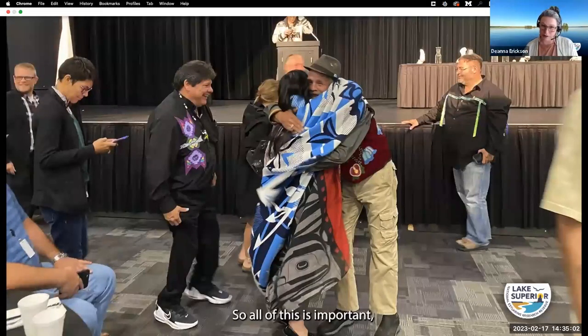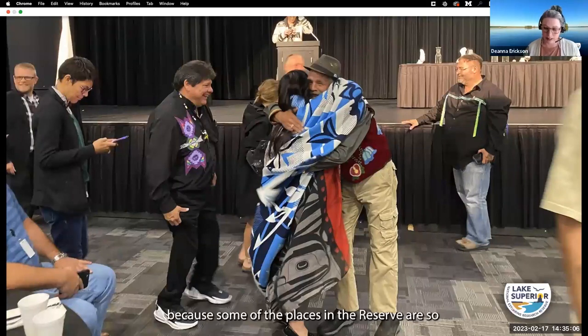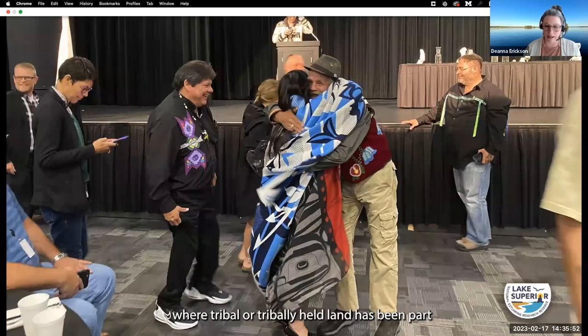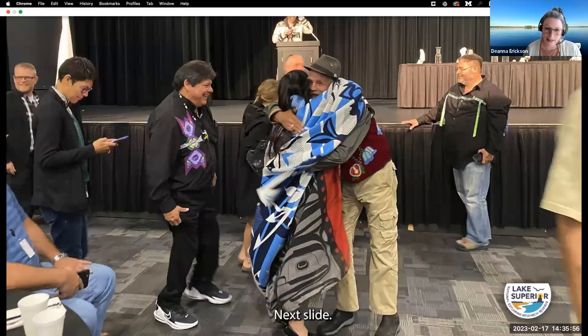Next slide. So all of this is important, but it's even more important because some of the places in the reserve are so significant in the ancestral sense, in the spiritual sense, and one of those places is Wisconsin Point. And this last August, this is a photo from the ceremony where a really important cemetery and the village site within the reserve boundaries was regained by the Fond du Lac Band from the city of Superior. And that means that not only are Fond du Lac and Ojibwe people ceded territory rights partners, they're also landholding partners within the reserve. And so this is really important. It's the first time that's ever happened in a national estuarine research reserve where tribally held land has been within our boundaries.